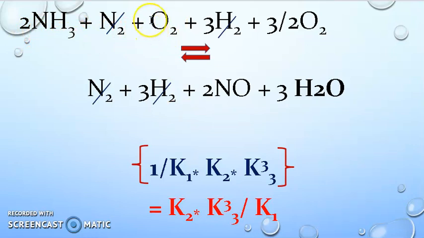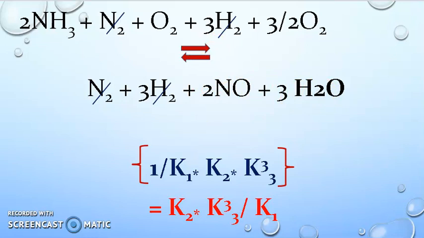This is 1 mole of O2, right? So 1 mole of O2, and here 3 by 2 O2. If you take LCM, what will you get? 1 plus 3 by 2, the LCM is 2, so you will get 5 by 2, correct? So 5 by 2 O2 you will get. Then what about the remaining equilibrium? After that you just write 2NO plus 3H2.